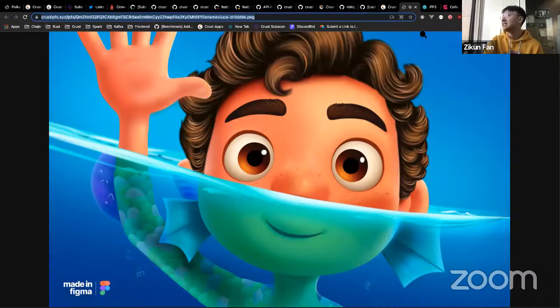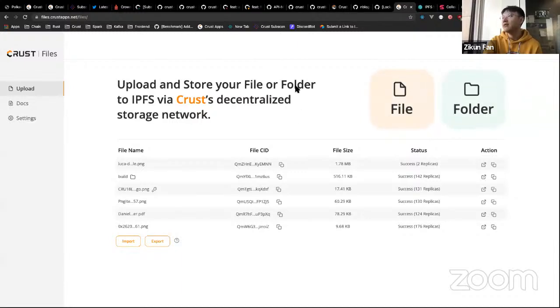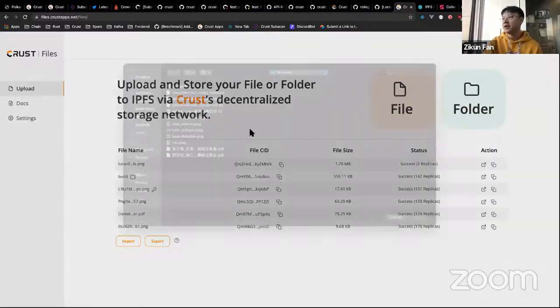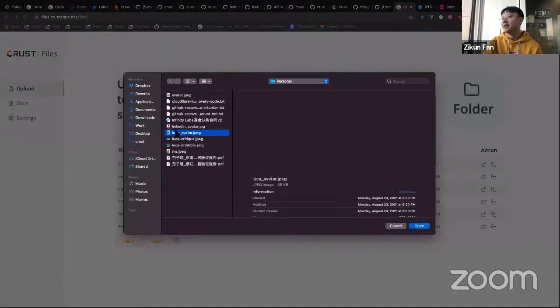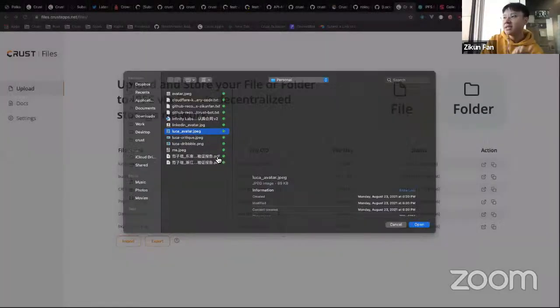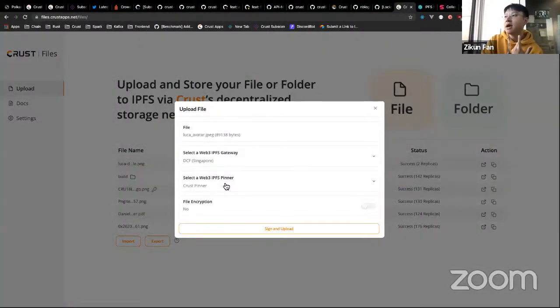Yeah, so that's the Crust Files demo, and I think it will help you understand what Crust does in the file storage category. So now, based on the backend service, with the IPFS gateway and the IPFS pinning service, we have several cases with general file storage.